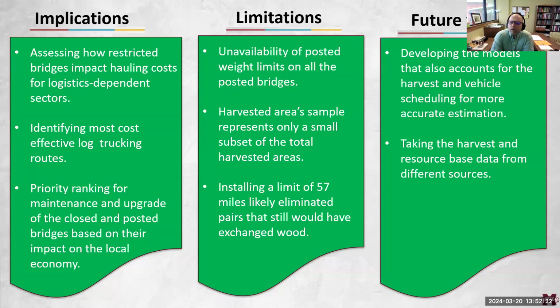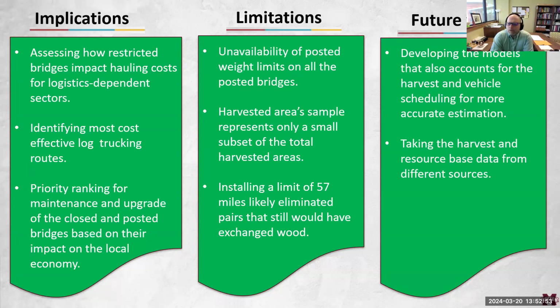So, future work: developing models that also account for harvest and vehicle scheduling for more accurate estimation. What we're looking at here essentially are annual estimates, but turnaround times for trucks, how many trucks per day, and how weather changes affect these things would give a lot of insight into the day-to-day problems that these bridge outages and things like that could be causing.